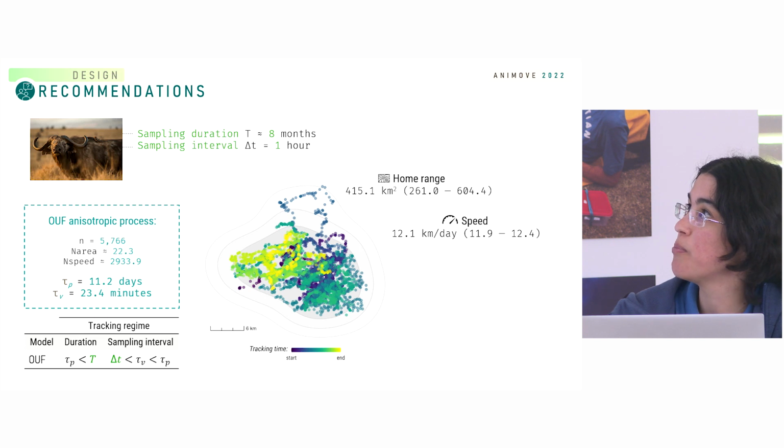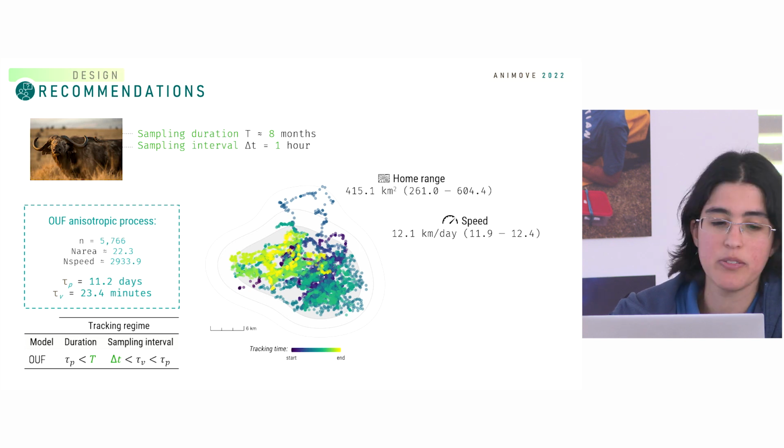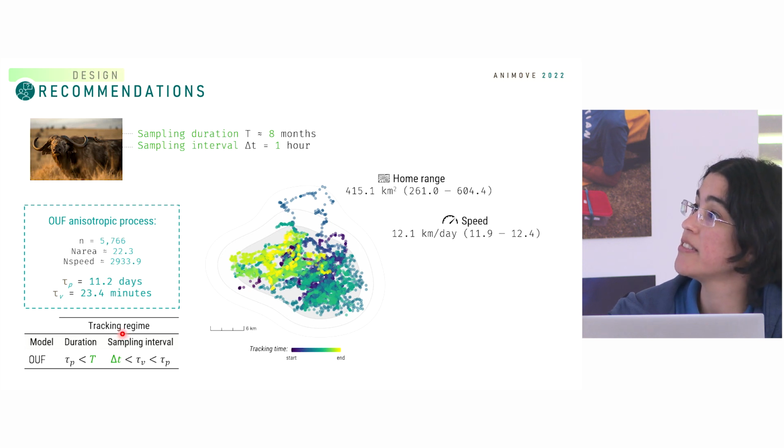So we can get both of those estimates, no problem with this sampling regime that we have access to, which is 8 months, so way longer than the position autocorrelation of 11 days, and a sampling interval of 1 hour. This is still enough to resolve the speeds. It's not going to be as accurate, but it's still enough to resolve that.